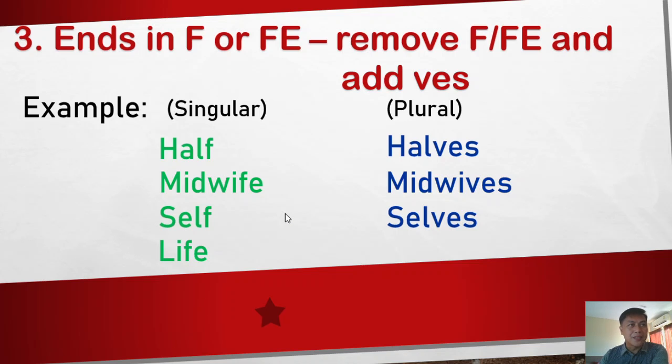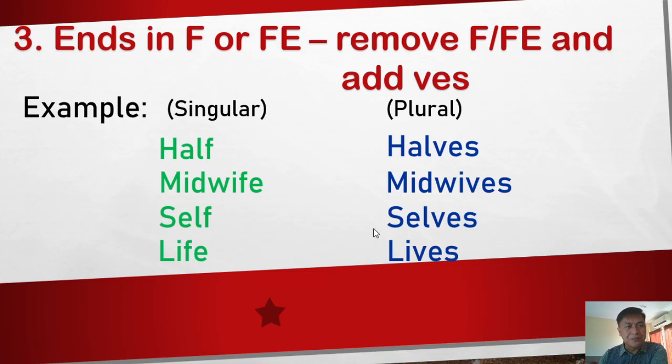Next is life. The word ends with f and e. So again, remove the fe and add ves. Life becomes lives. One life, two lives.